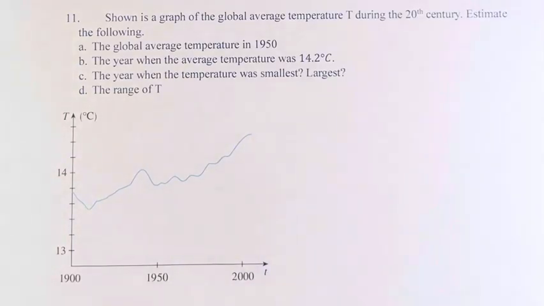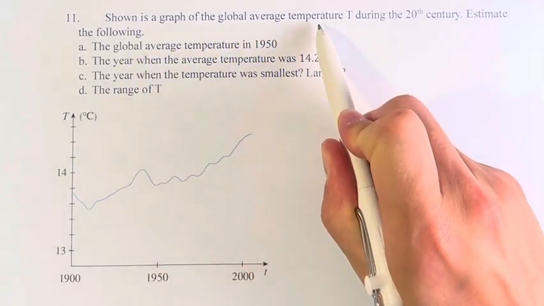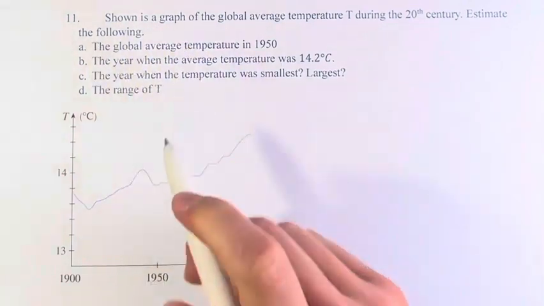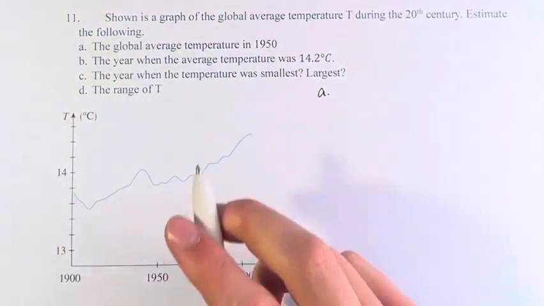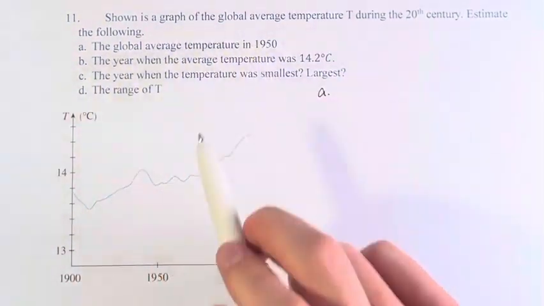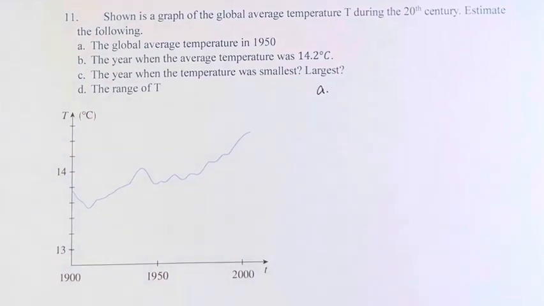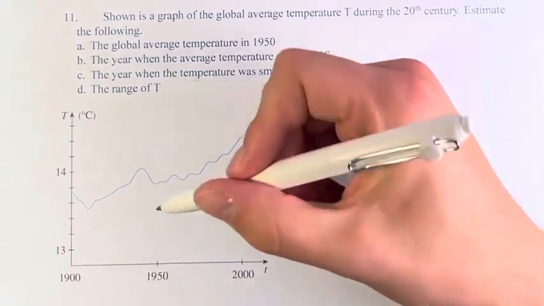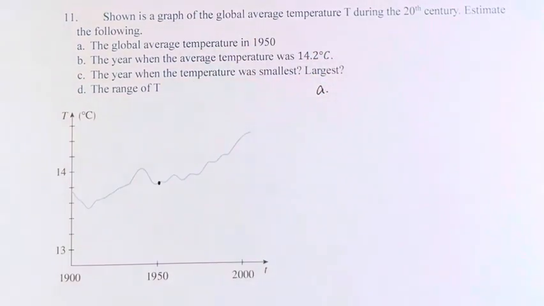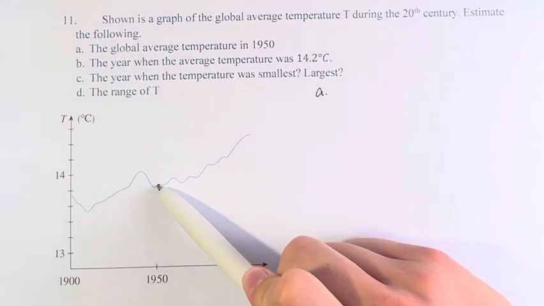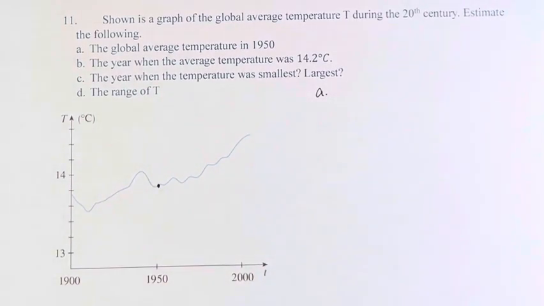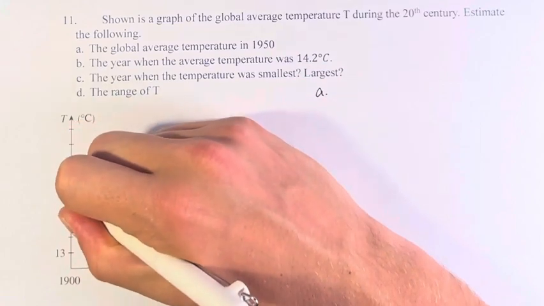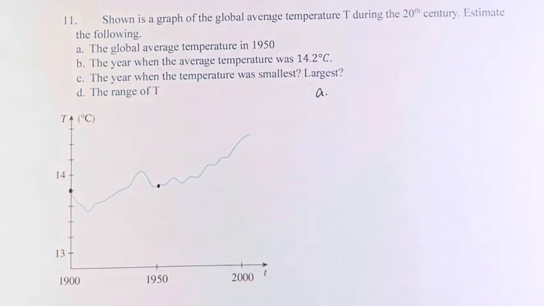In this problem, we're shown a graph of the global average temperature T during the 20th century, and we're asked to estimate the following. First, we're asked to estimate the global average temperature in 1950. This is where 1950 corresponds on the x-axis, and that is roughly this point right here. And we're asked what is the temperature of this point, the y value. If we go across here, we can see that it corresponds roughly with this point on the y-axis.